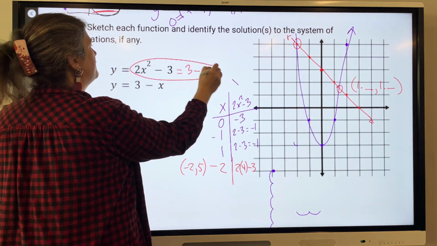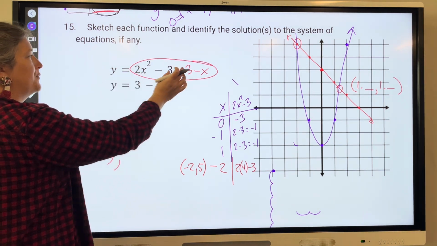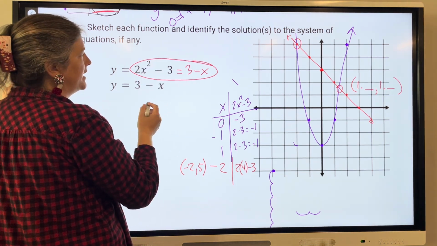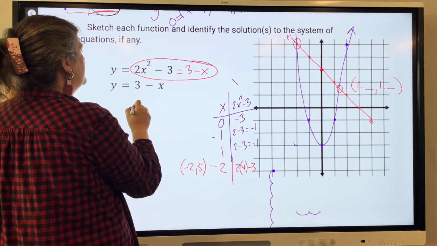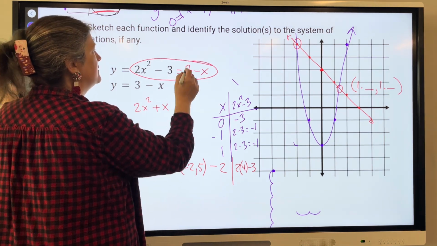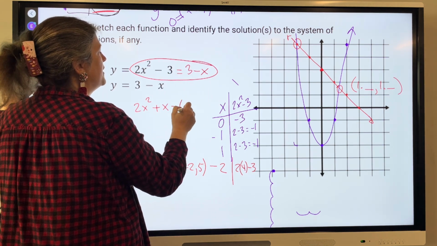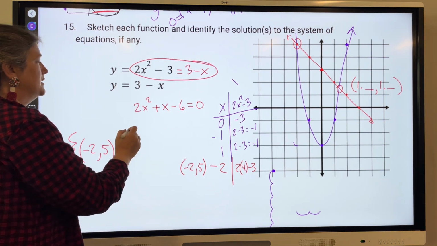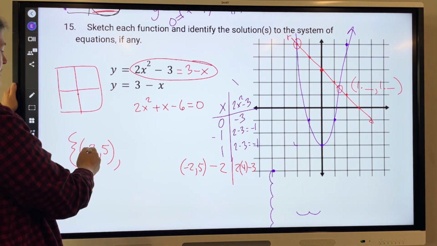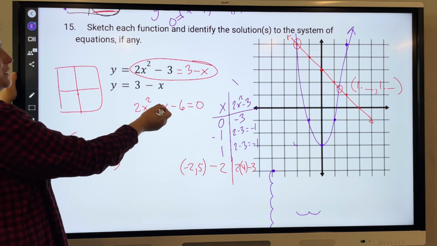And I need to solve this equation, right? If that's y, then I can replace y with 3 minus x. Set the two equal to each other. So to solve a quadratic, I need to get everything over to one side. I'm going to get 2x squared plus x. And then there's a negative 3, and I'm going to subtract 3 more, so minus 6 equals 0. So now I need to find the factored form. I'm going to move it over here because this is going to be in my way.